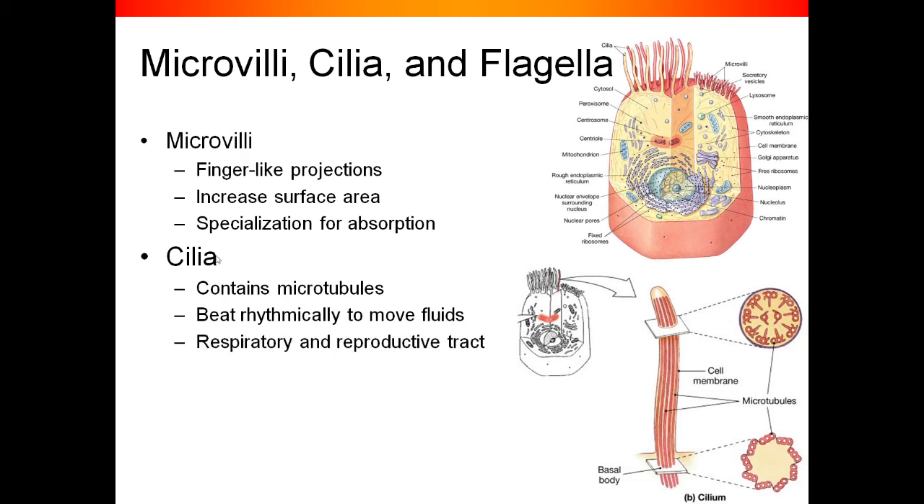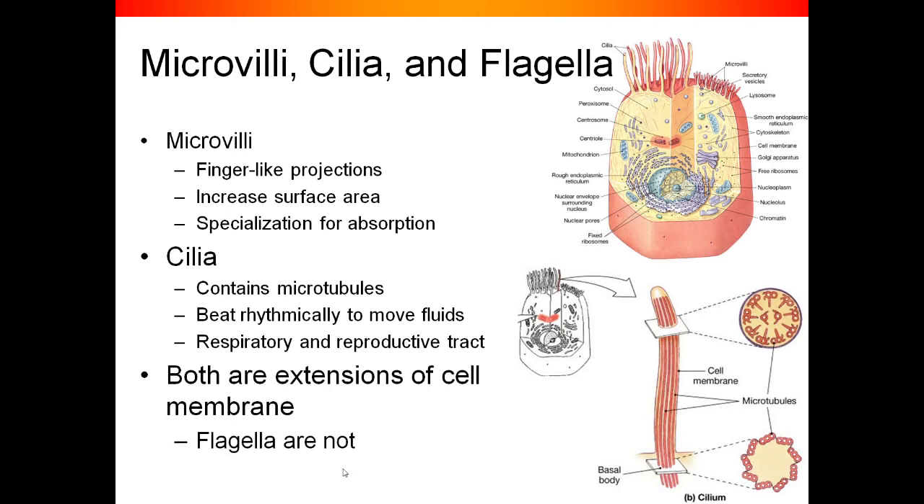We also find cilia in the reproductive tract as well, and those cilia will help to move the egg, for example, in the female reproductive tract. You'll look at that when you study reproductive system in AMP2. Both of these, microvilli and cilia, are extensions of the cell membrane. Now, flagella, which we only find in the male reproductive tract, are not membrane bound.